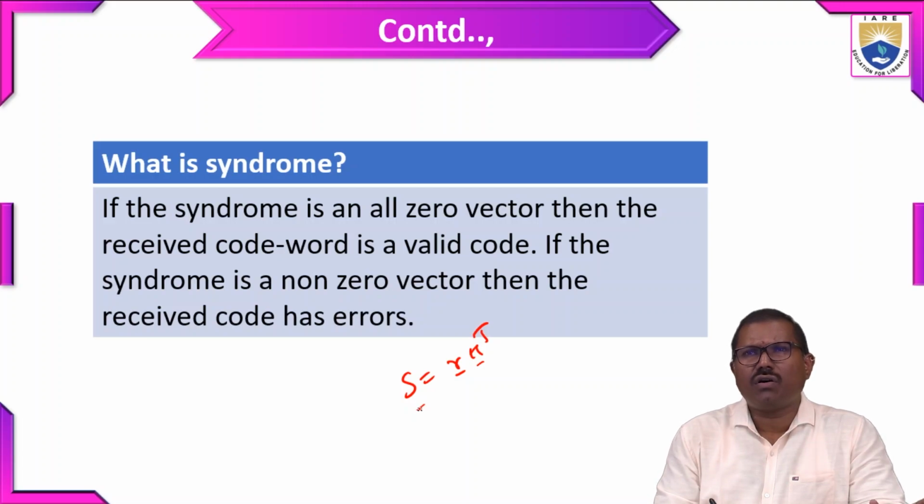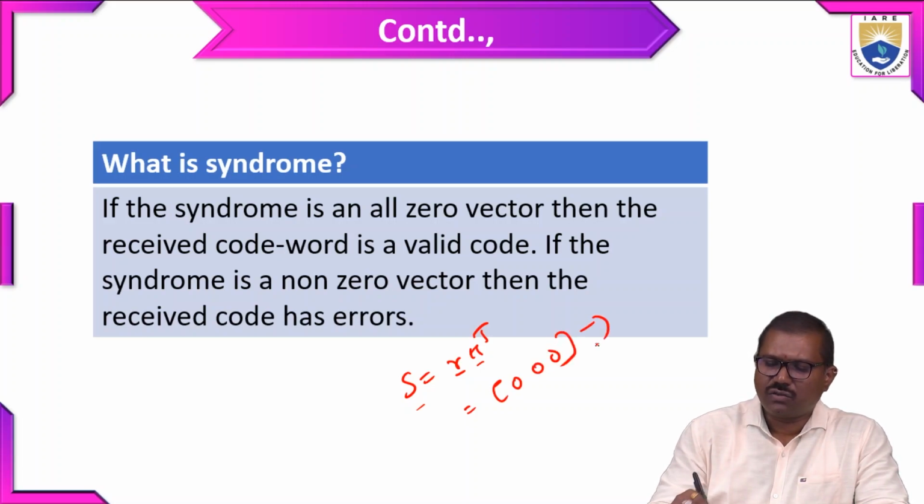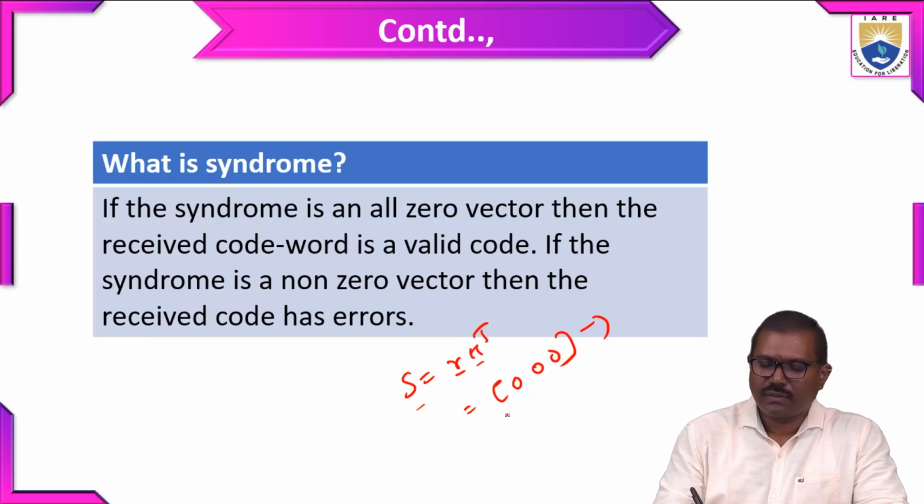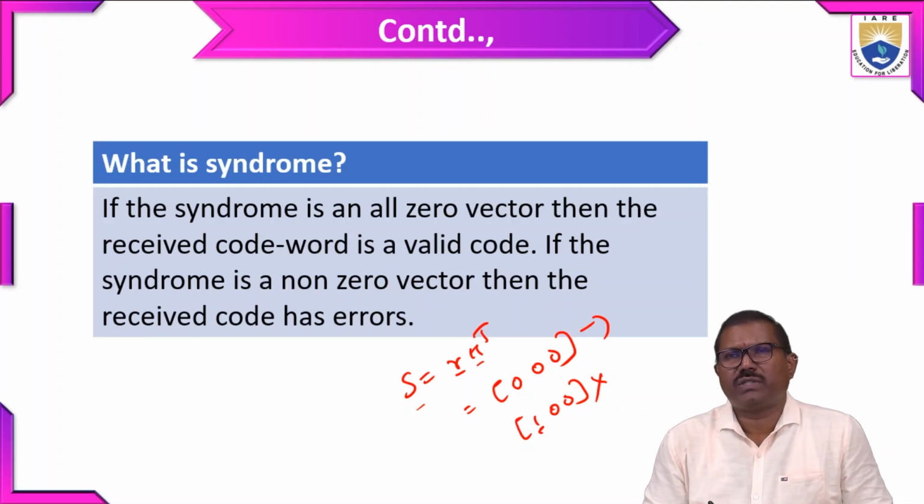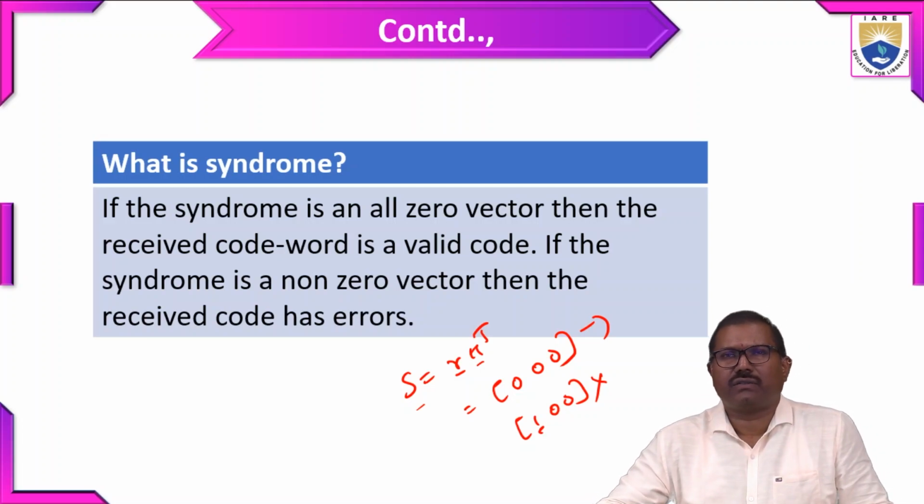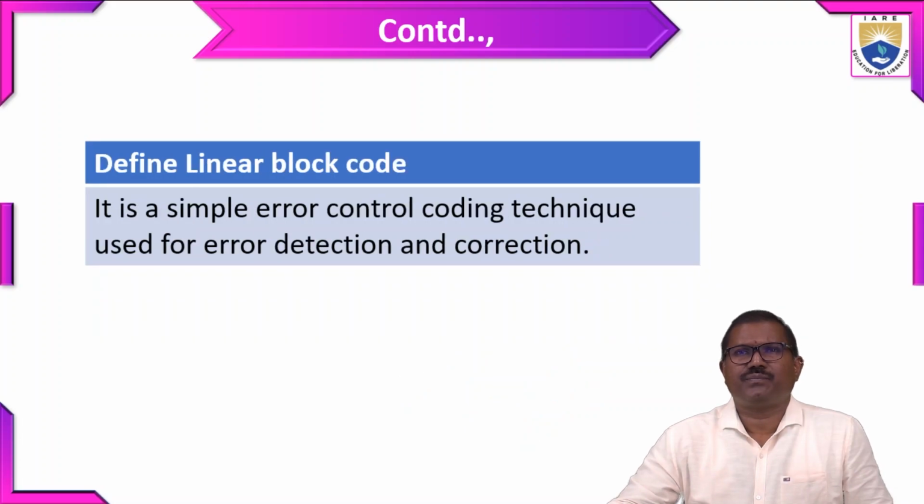If the syndrome has all zeros, then it is a valid code. For example, if the syndrome is 0, 0 like that, there are no errors in that code. The code is valid. Or like this, so this is an error. The first bit is an error. Okay, we are going to correct that first bit. So syndrome is very, very helpful for detecting and correcting errors.